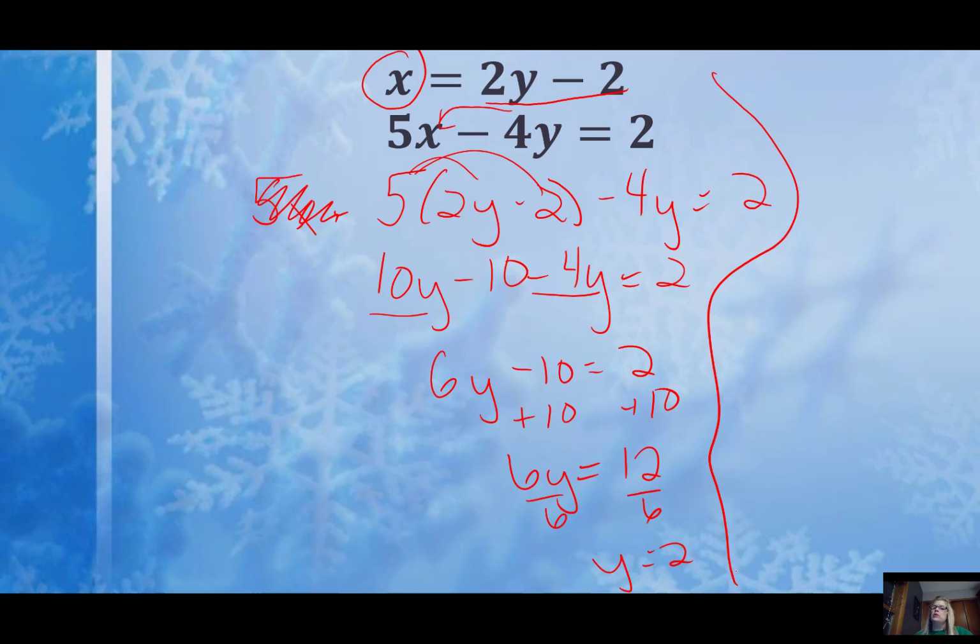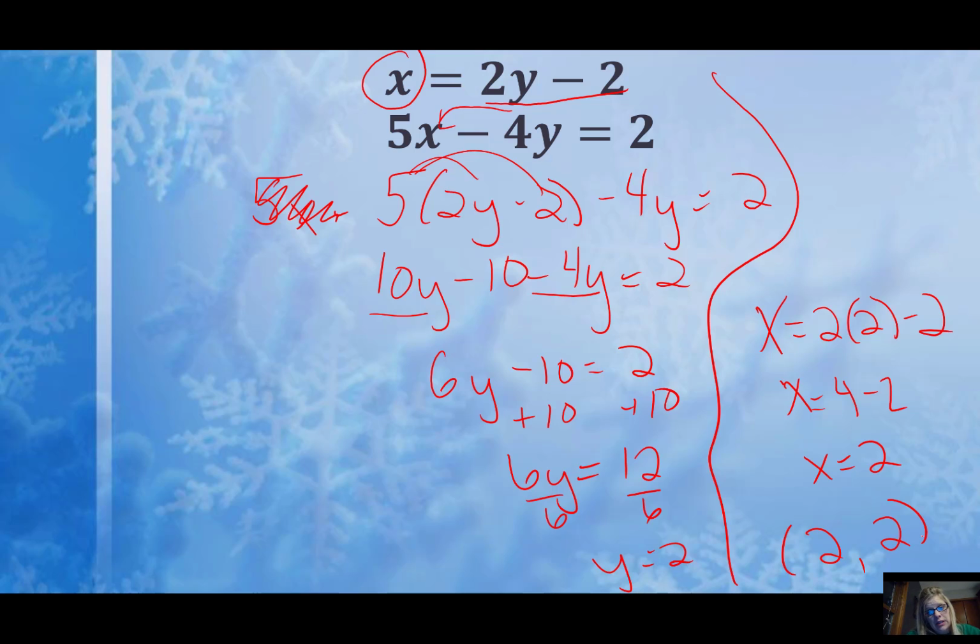Now hopefully you're saying to yourself, we are not done. We know what y is, but we don't know what x is. So we need to plug it in. I would plug it into the top equation. x equals 2 parentheses 2 minus 2. x equals, if I was to work it out, 4 minus 2. Hot dog, x also equals 2. So my final answer would be 2, 2. If I were you, I would pause it and write this example down in my notes and maybe use it on my district assessment.